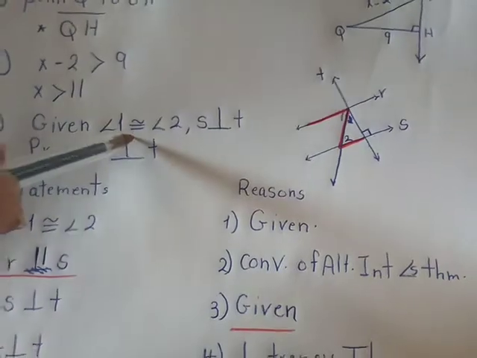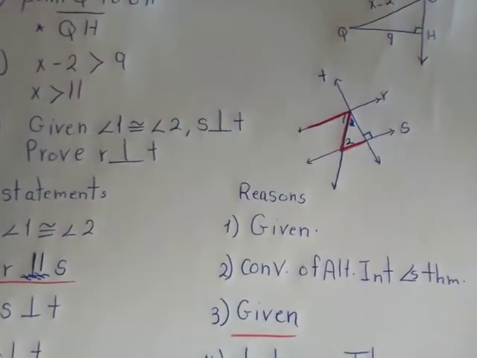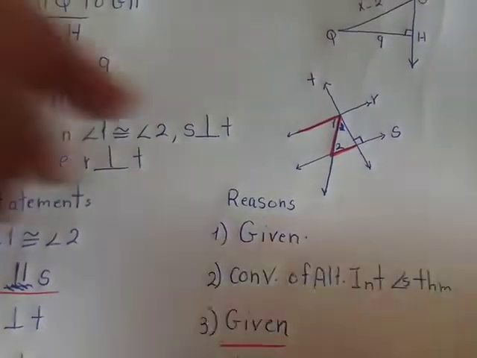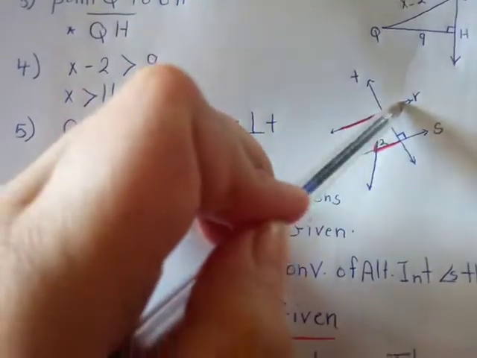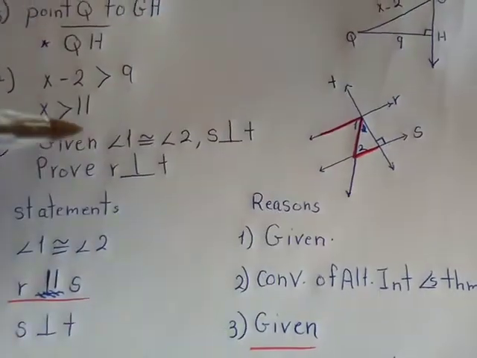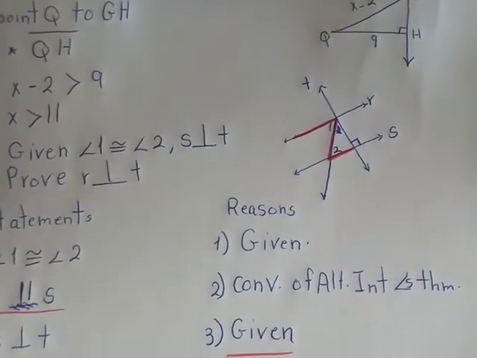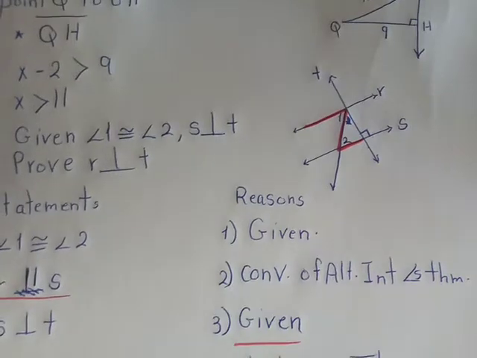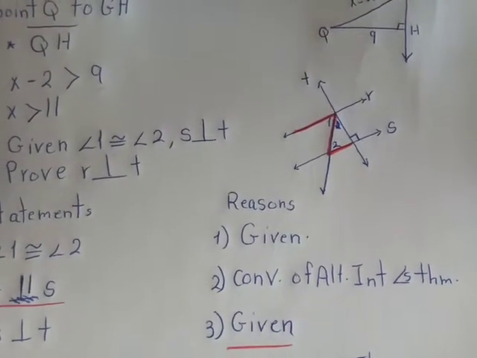And he gave you another piece of information: they are congruent. So they are alternate interior angles and congruent. What is the result of this? The two lines will be parallel. So R is parallel to line S. Why? Converse of the alternate interior angles theorem. We said the position or relation and congruence of these angles lead to parallel lines.